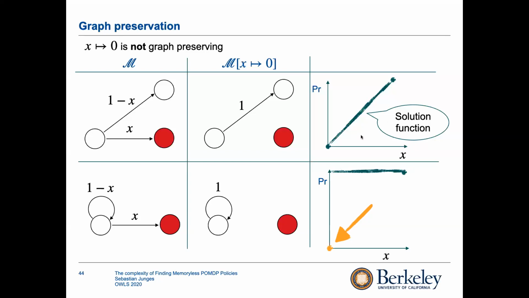But this reduction for ETR completeness already works for simple PMCs which are acyclic. It's not that hard to clarify that graph preservation doesn't change anything about the ETR completeness of the problem. So whether you assume that your assignments are graph preserving or not, the problem will be ETR complete. But it's still a good thing to be aware of.